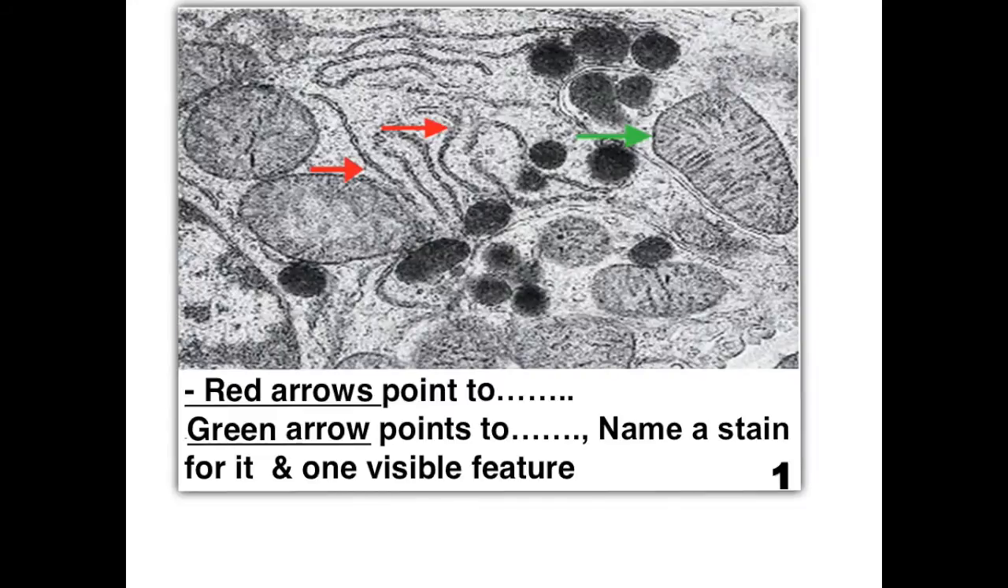Now let's start to assess our knowledge. The red arrows here point to rough ER. Green arrows point to mitochondrion. Name a stain, iron hematoxylin or Janus green, and one visible feature, the presence of the folds or shelves or cristae projecting to the inside.